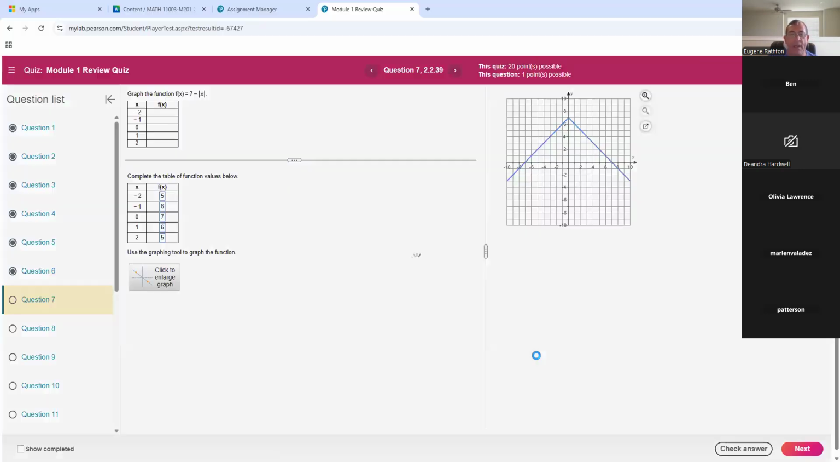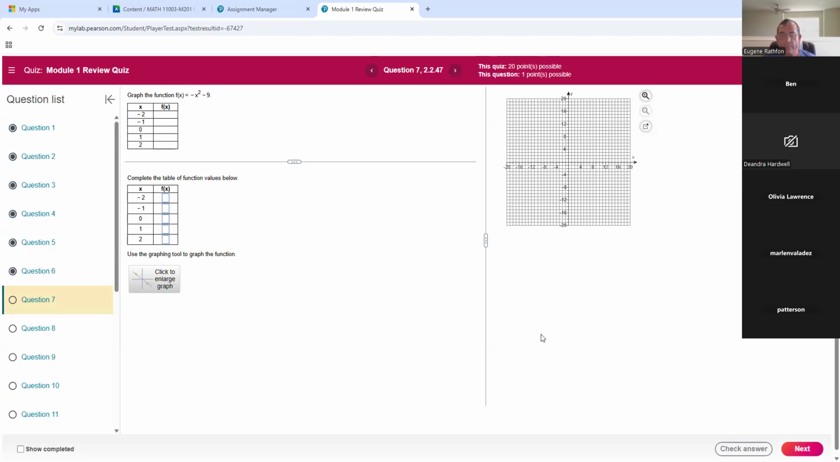All right, y'all, so then we hit next. All righty, so this is what, number 7? And they got f of x equals negative x squared minus 9. So let me make up my table they're giving me. So negative 2, negative 1, 0, 1, and 2.